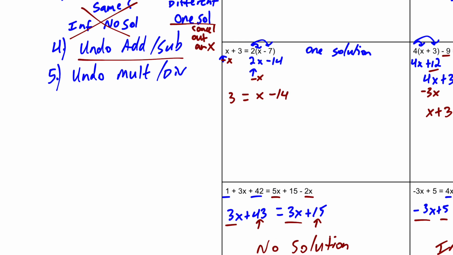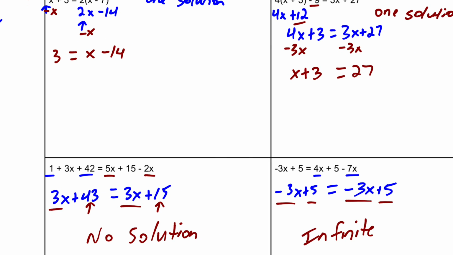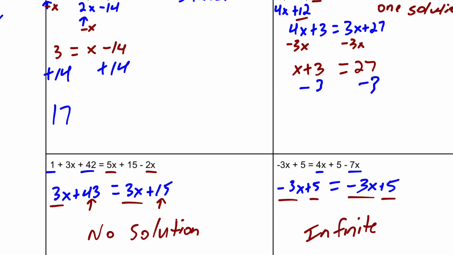So we're next going to undo any addition or subtraction. What does that look like? Plus 14 to both sides. Minus 3 to both sides. And the answer is 17 is equal to x, or 24 is equal to x. If there was a number in front of x, the last thing would be to divide. Or if there was a fraction, to multiply.